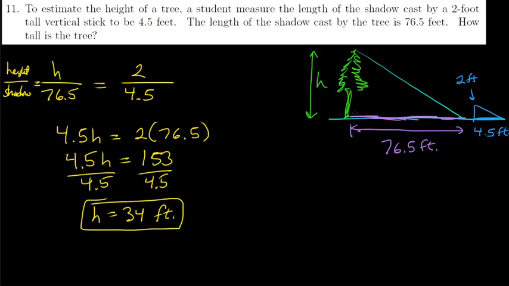And we know that just by measuring the length of the shadow of the tree and measuring the length of the shadow of a stick that we know is 2 feet tall. So yeah, find the height of the tree. How tall is the tree? The answer is 34 feet. Right, that's number 11.